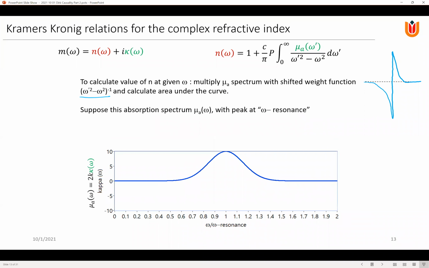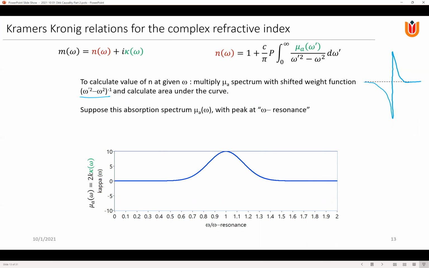Very good. It calculates the area under the curve. So if you now look at this integral, it will calculate the area under a curve of mu of omega, a function about time, and multiply it with some weight function that is shifted on the omega prime scale, and it will calculate the area under that curve.